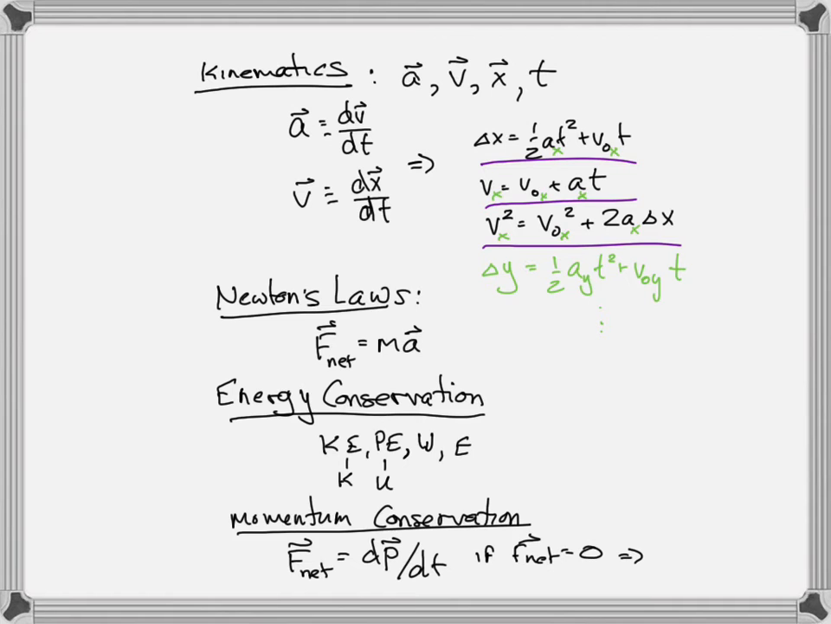Not that p is 0, right? Therefore p doesn't change. p, which equals mv, does not change. So that's just another conserved quantity that helps us to understand why things move the way that they do.